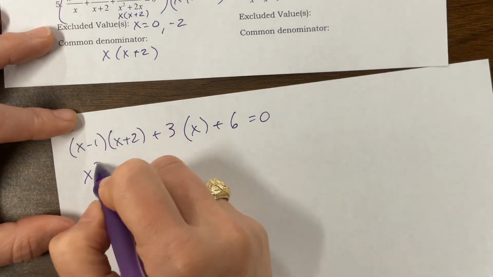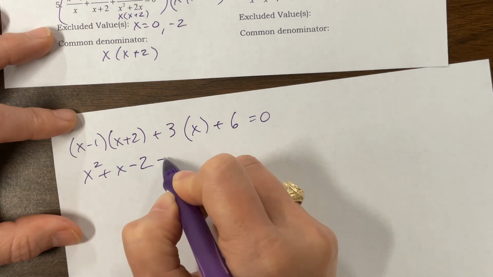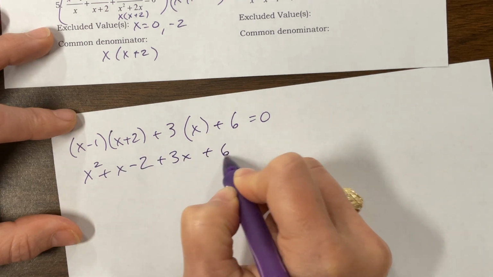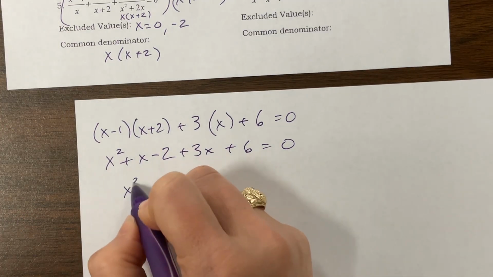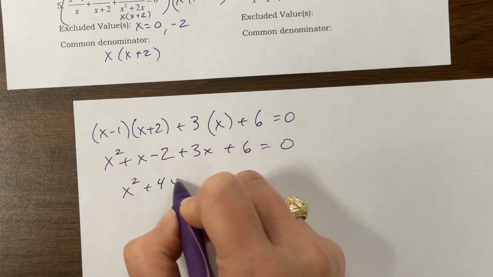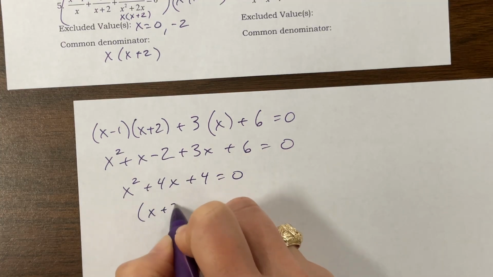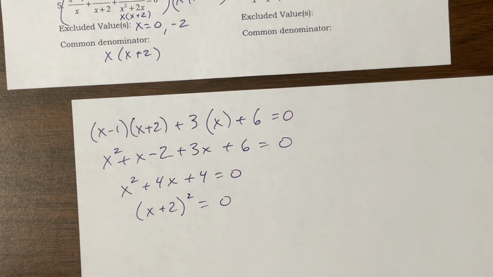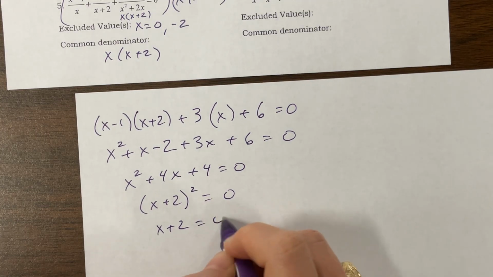Okay, so I see an x squared minus x plus, so plus x minus 2 plus 3x plus 6 equals 0. Let's get all of our like terms together. x squared plus 4x plus 4 equals 0. Oh, this is a perfect square. (x plus 2) squared equals 0. Square root, plus minus. I get x plus 2 equals 0.